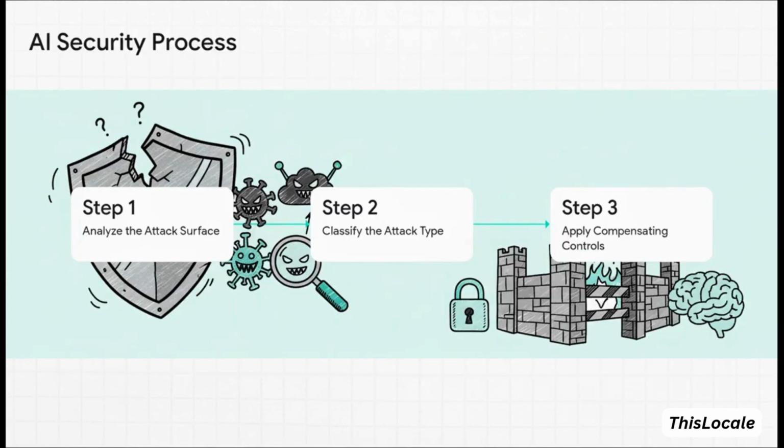And to do that, we can use this really simple but powerful three-step framework. First, you've got to know where you're vulnerable. Second, you need to understand what kind of attack you're actually facing. And third, you put the right defenses, what we call compensating controls, in place. This simple mindset is going to guide us through this whole explainer.